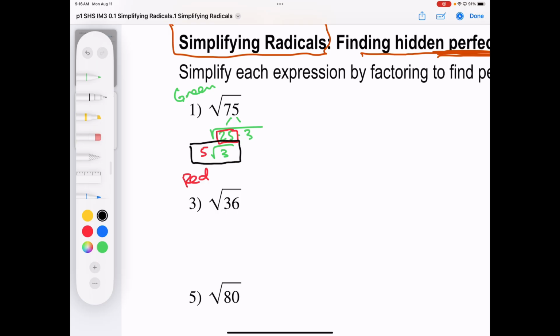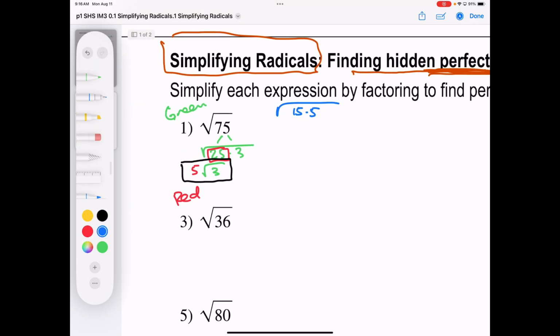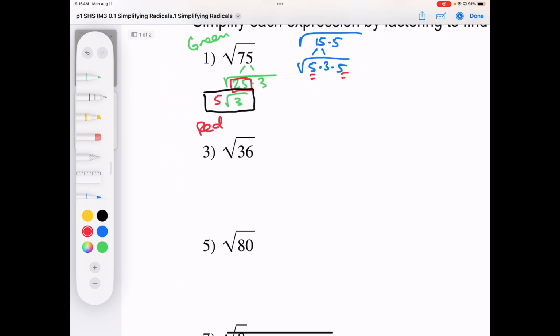Raise your hand if you got that. Okay, now sometimes you're going to have some answers in the future where you might need to keep simplifying. Now I'm going to guess some of you chose 15 times 5. That's not wrong. I just want to show you this. You can break up the 15 again. 5 times 3 times 5, and then you have the 5 that comes out.